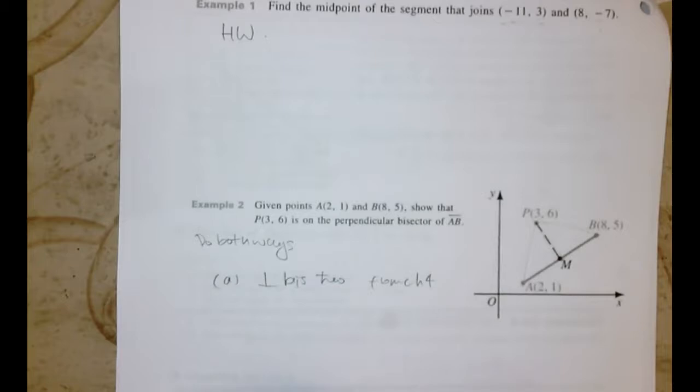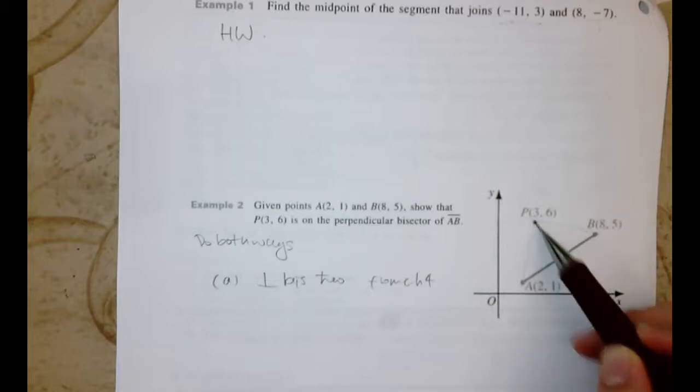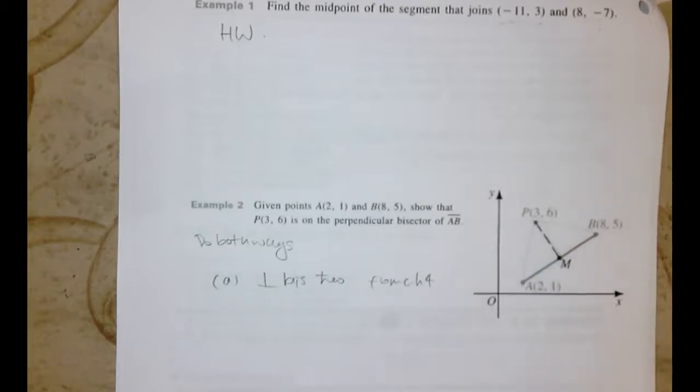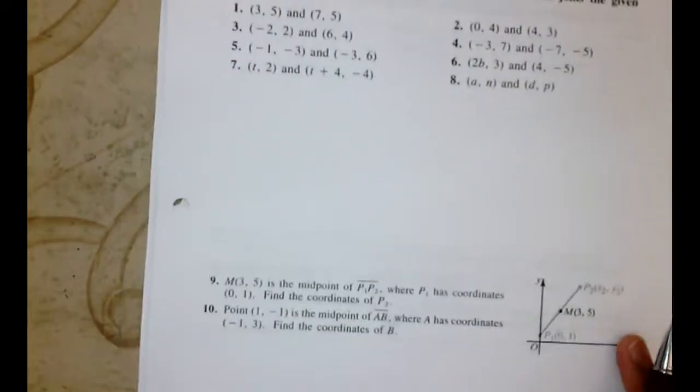In B, you get the slope, equation, and the midpoint of AB. Yeah, you have to prove that this is a midpoint, and you have to prove that this line that is perpendicular goes through this point. So I think this is more work, but okay, I'm going to try this. Don't skip. All right, and here is some practice.